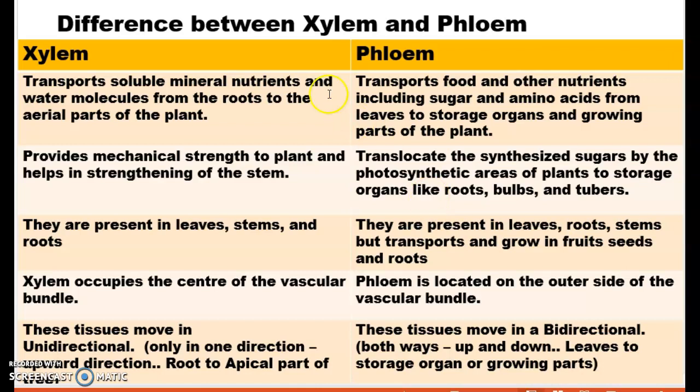Now we will discuss the difference between xylem and phloem complex permanent tissues. Basically, xylem is for transportation of soluble minerals, nutrients and water from root to the aerial part of the plant, while phloem is responsible for the transportation of sugar and amino acids from leaves to storage organs and growing parts of the plant. Xylem basically provides mechanical strength to the plant and helps in strengthening of the stem. Phloem translocates the sugar synthesized by the photosynthetic area of the plant to storage organs like root, bulb and tuber.